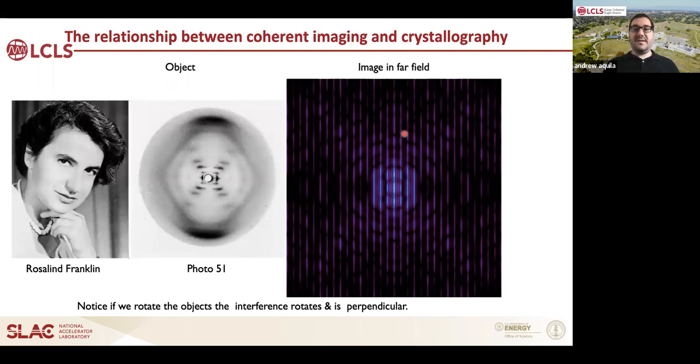This is Photo 51, and it is of DNA. It's a DNA helix, and it is a fiber diffraction. And this pattern is from a long, twirled up DNA, and you end up with two stripes of the helical DNA.